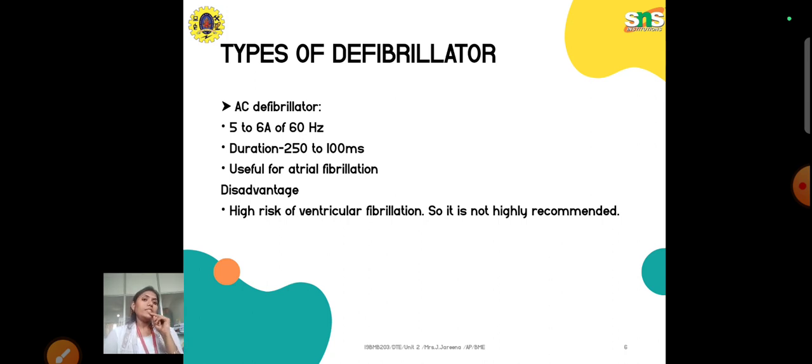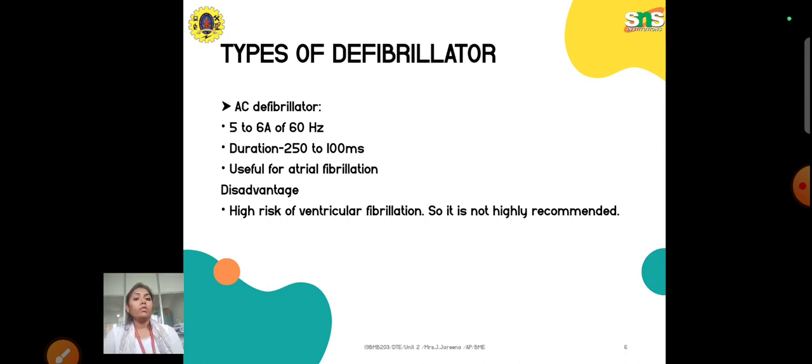Now we will see the AC defibrillator. In the AC defibrillator, we usually give the current in the range of 5 to 6 amperes at 60 hertz for the duration of 250 to 100 milliseconds. This type of defibrillator is highly recommended for atrial fibrillation.